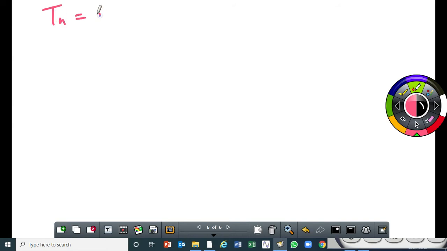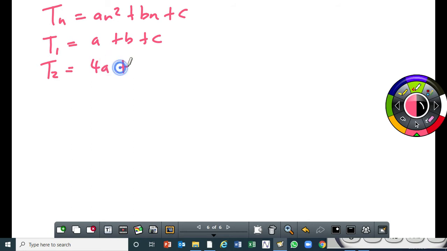Tn is equal to An squared plus Bn plus C. All right? T1 is going to be A plus B plus C. T2 is going to be 4A plus 2N plus C. T3, no, you are substituting T3, the subscript is N. This subscript is N. So where there is N, I'm putting that subscript.